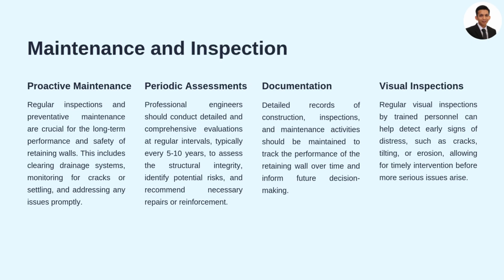Maintenance and inspection. Even the best designed retaining walls require regular maintenance to ensure safety and longevity. Inspection checklist. Number 1. Structural integrity. Look for cracks, tilting, or bulging of the wall face. Number 2. Drainage systems. Check for blockage in weep holes or drainage pipes. Number 3. Soil conditions. Assess for erosion, settlement, or vegetation growth that could impact wall performance.